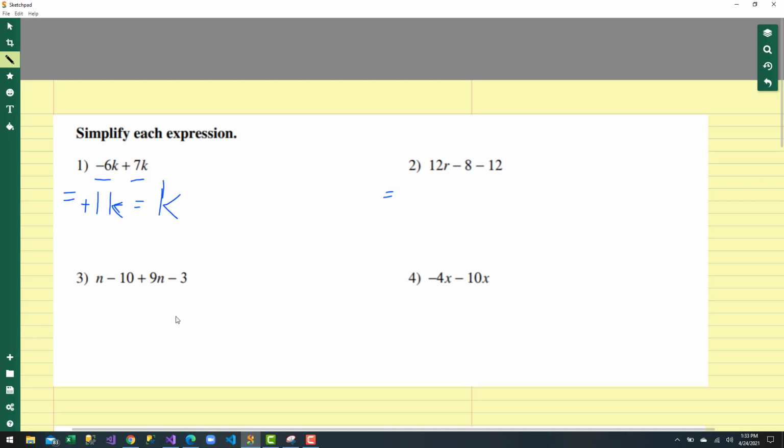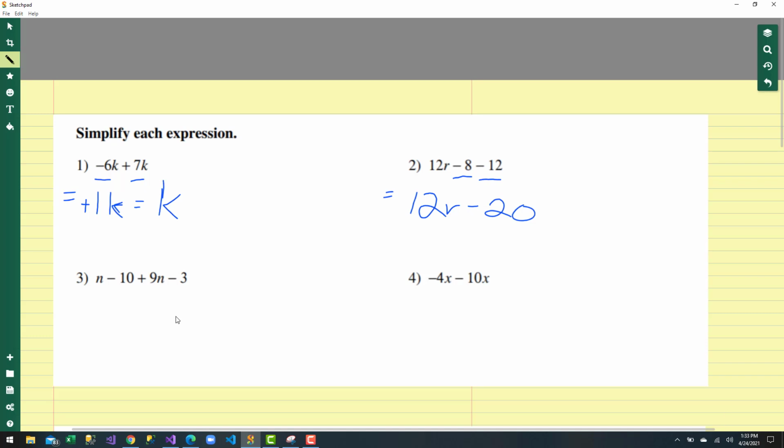Do we have any like terms here? Well, nothing that contains an r other than 12r, but these two are like terms, they're integers. So what I'm going to do is copy the 12r. I don't have to touch that one. Okay. Now we're adding, subtracting 8 and 12, right? So -8 minus 12, same sign. What do we do? Well, I add the numbers, which is 8 plus 12 is 20, and I copy the sign, which is negative. So there's my answer, 12r minus 20.